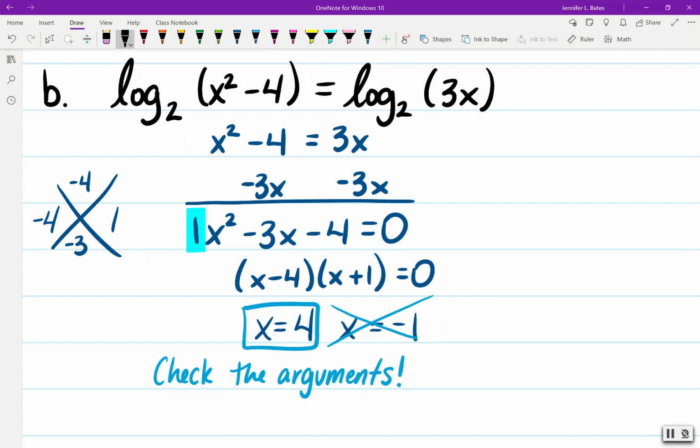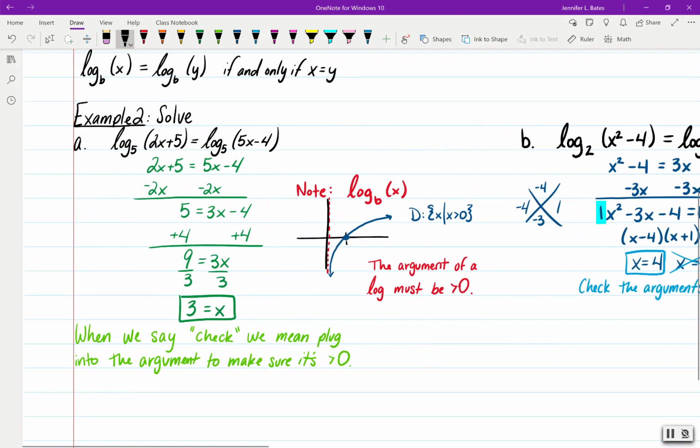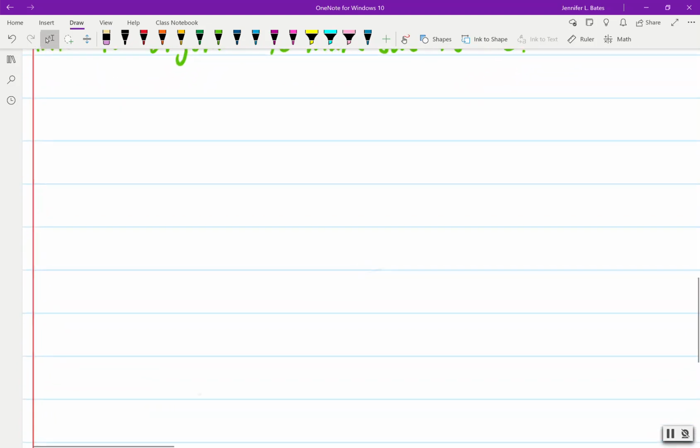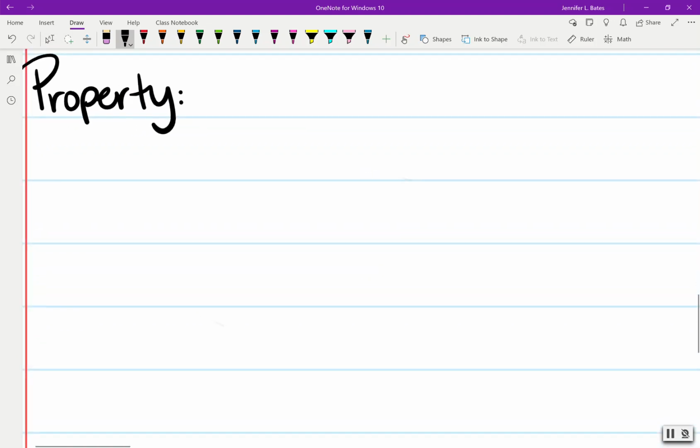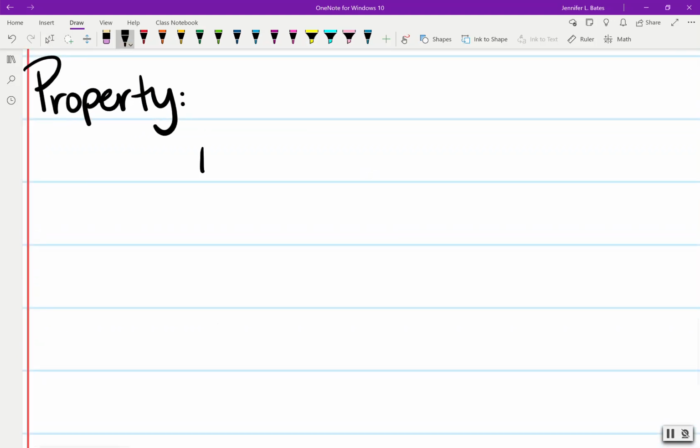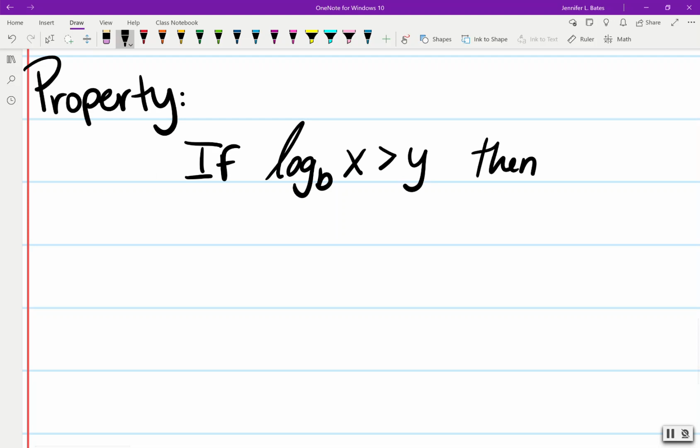Now let's start talking about inequalities. When we talk about inequalities, we're going to take a look at another property, and this one is geared towards inequalities now. So if log base b of x is greater than y, then we know that x is greater than b to the y.